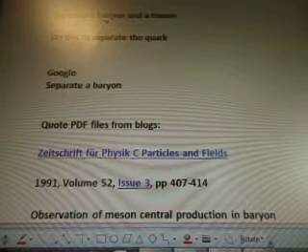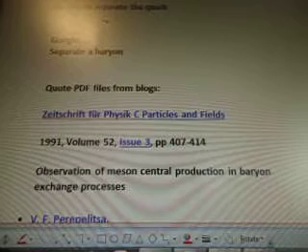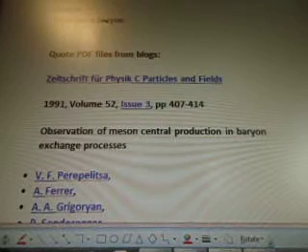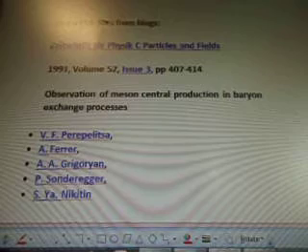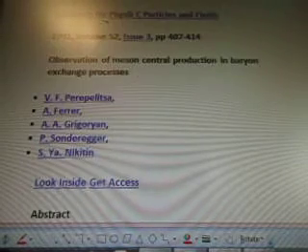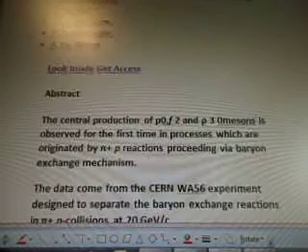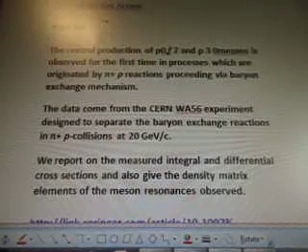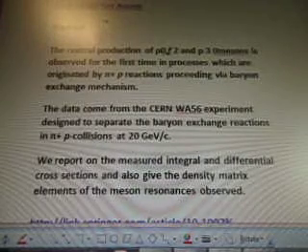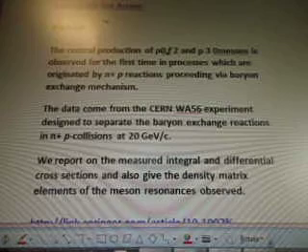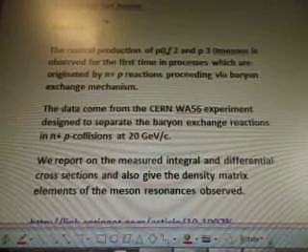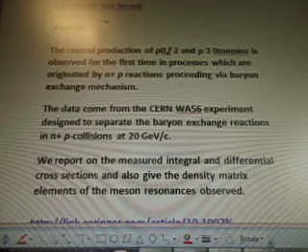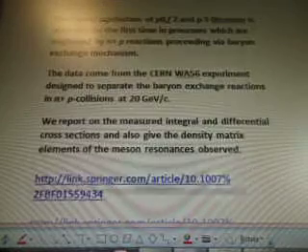So I'm going to Google separate a baryon, quote PDF files from blogs. There's the scientists. Observation of meson, central production and baryon exchange processes. Those are more scientists. The central production of PO(F2) and P3 mesons is observed for the first time in processes which are originated by pi plus P reactions proceeding via baryon exchange mechanism.